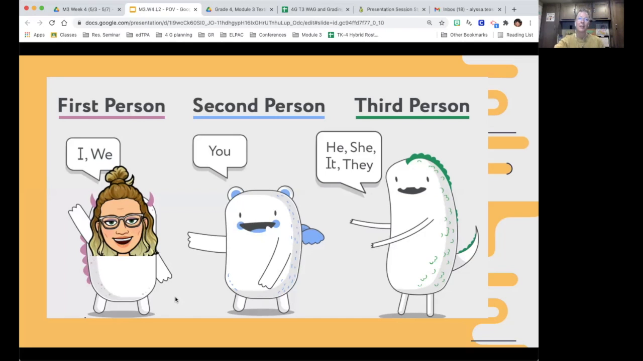And third. These are the ones that are way over there. These are the he, she, they, it, and all the others. So now let's put our knowledge to work.